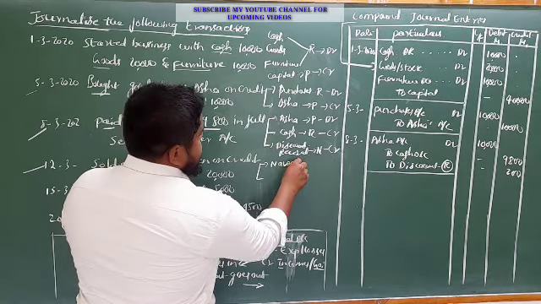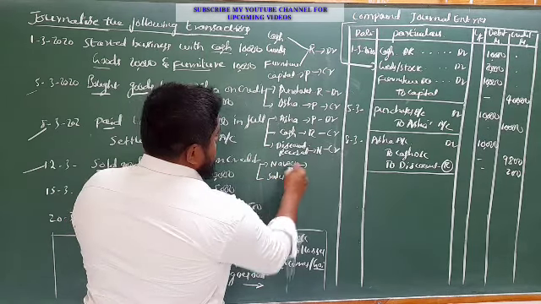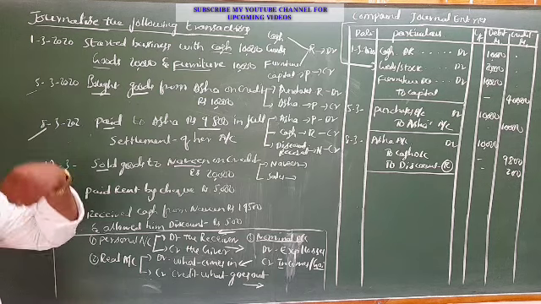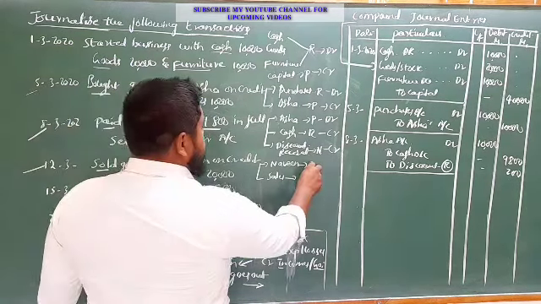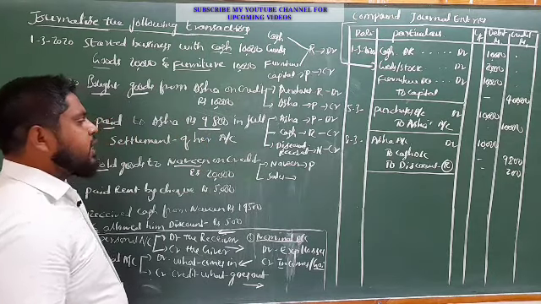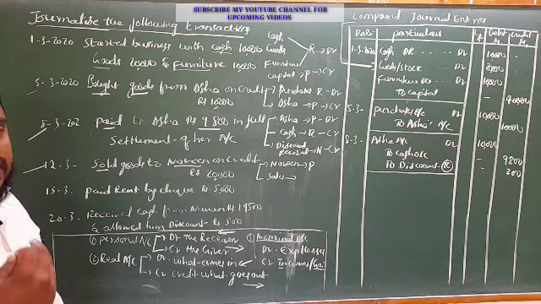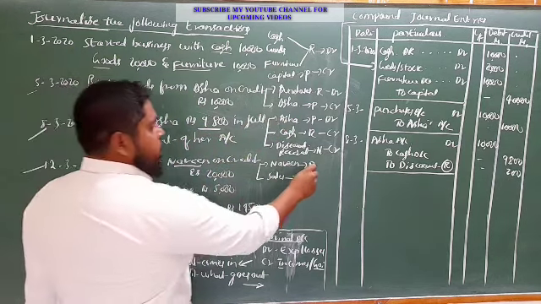So Naveen and sales. In this transaction two accounts are there: Naveen and sales. Supplied goods to Naveen. Naveen comes under personal account. So personal account: debit the receiver, credit the giver. Supplied goods to Naveen, Naveen is the receiver. This is the debit side.